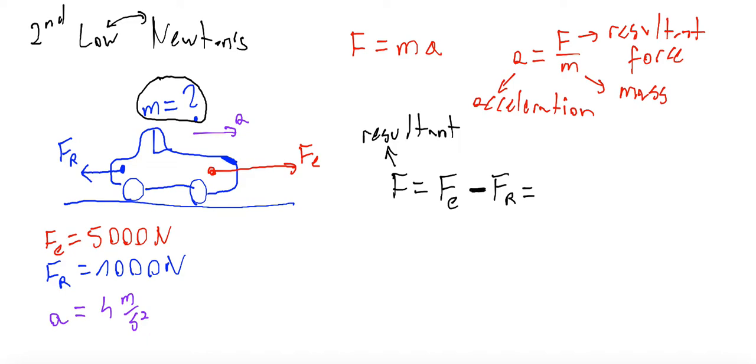Remember, force is a vector. So engine 5,000 newtons minus resistive force 1,000 newtons results in 4,000 newtons of force. So this is the value of the overall resultant net force acting on the object, and we know that this force is directed to the right because the force from the engine is bigger than the resistive force.